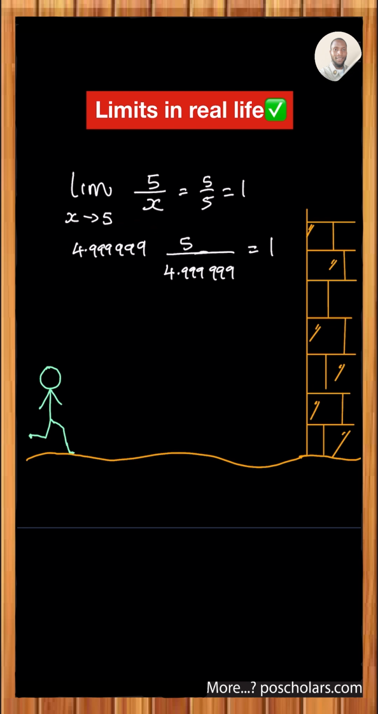It's a tool for finding the intended destination of a process. You can decide to choose any other number that is infinitely close to 5. You see that when you do the division, you will still get what? 1. Now let me explain the practical aspect of limits.